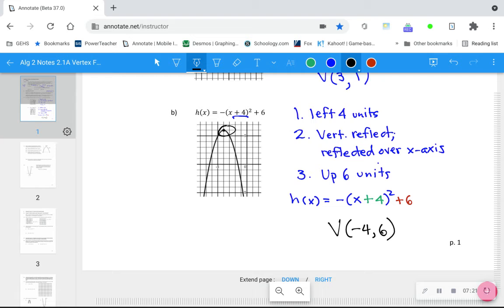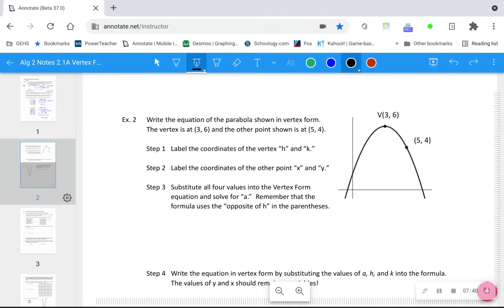So if you look right here, you can actually see that that vertex is 4 to the left of the origin and 6 above the origin. So it moves to the left and up, and then gets flipped upside down. Actually, it moves to the left, gets flipped upside down, and then gets lifted up. So that's the order. Okay, page 2.